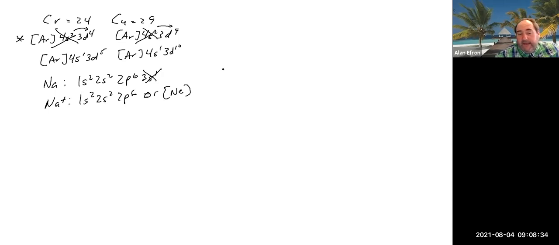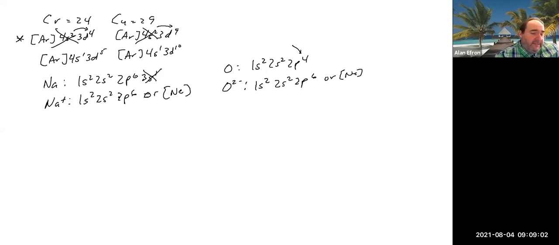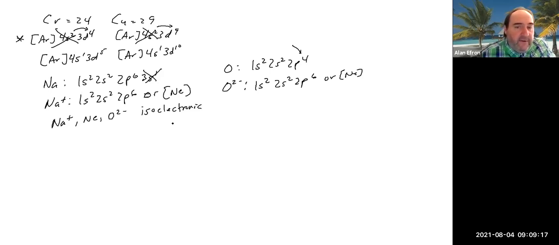Same thing if you look at something like oxygen. Oxygen with no charge is 8, which would be 1s2, 2s2, 2p4. Oxygen with a -2 means that it picked up a couple of electrons. Those will end up in the 2p, and it will end up as 1s2, 2s2, 2p6, also neon's configuration. So sodium with a +1 charge, neon, and oxygen with a -2 charge are all isoelectronic with each other, which means they have the same electron configuration.